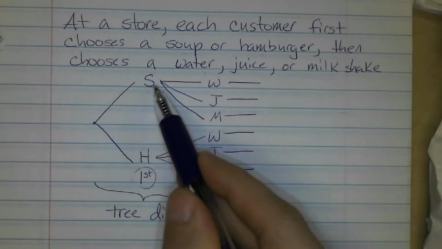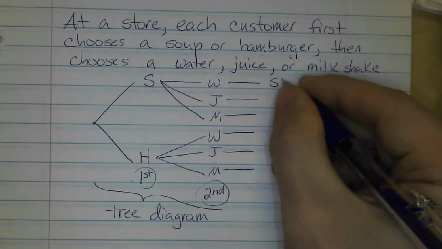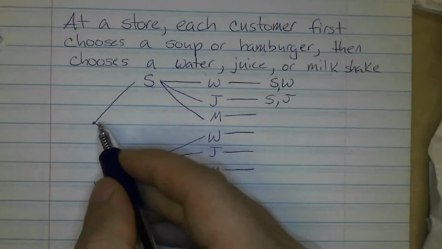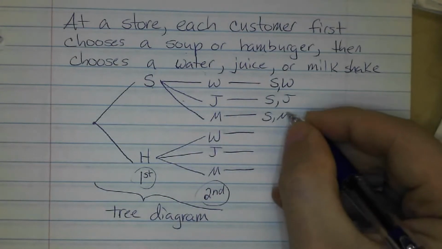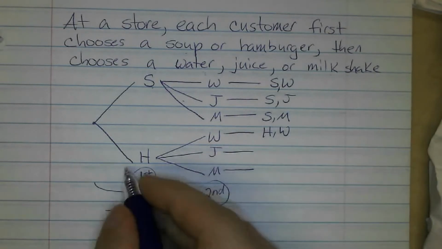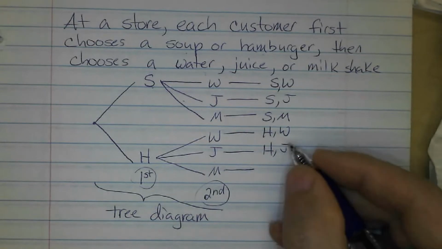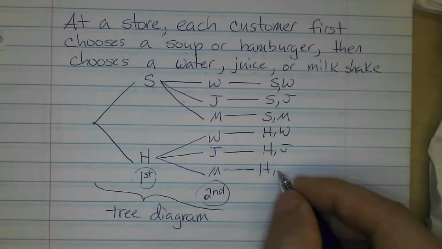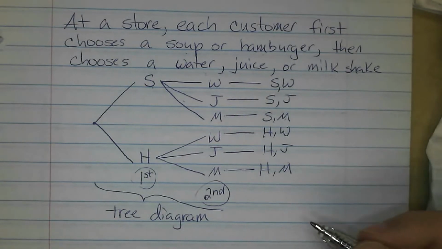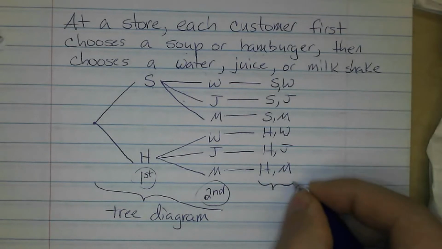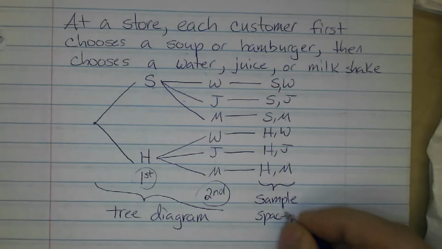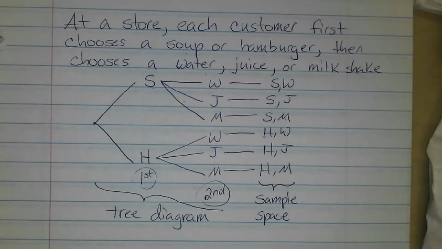Someone could choose a soup and a water. Someone could choose a soup and a juice. A soup and a milkshake, a hamburger and a water, hamburger and a juice, or a hamburger and a milkshake. Now as you can see, we have 1, 2, 3, 4, 5, 6. 6 different combinations. And these combinations, this is what is called the sample space. Remember, the sample space is the list of all outcomes.